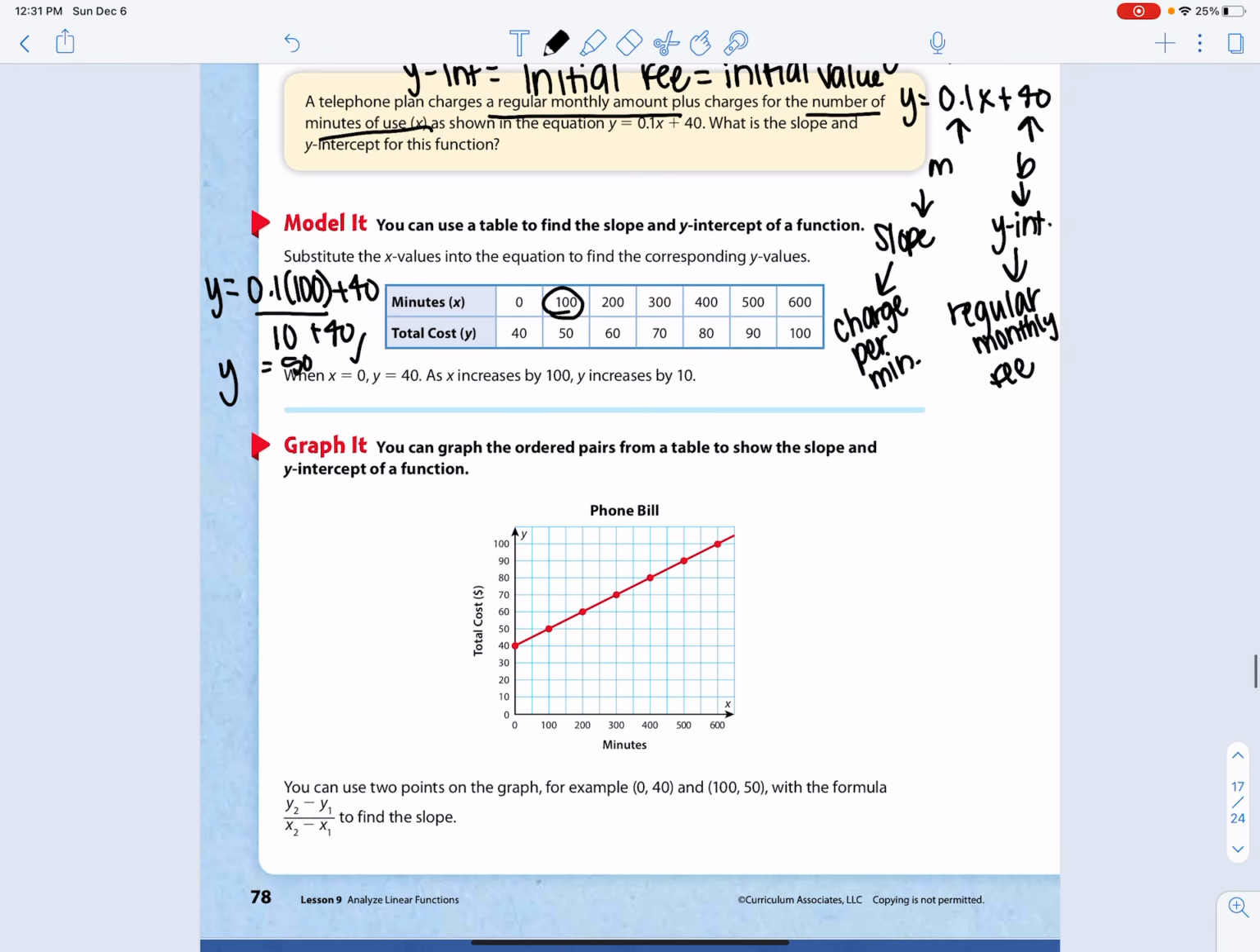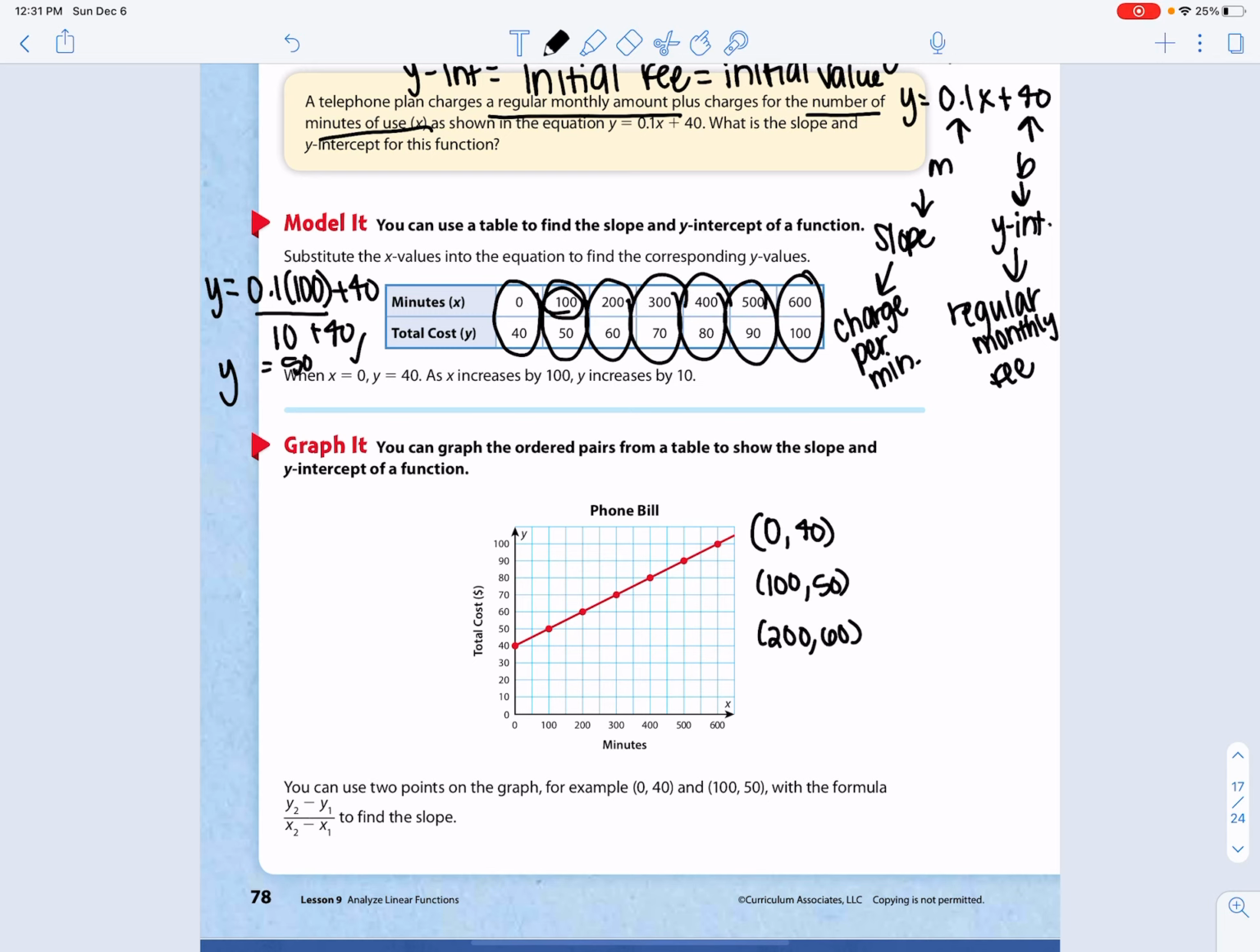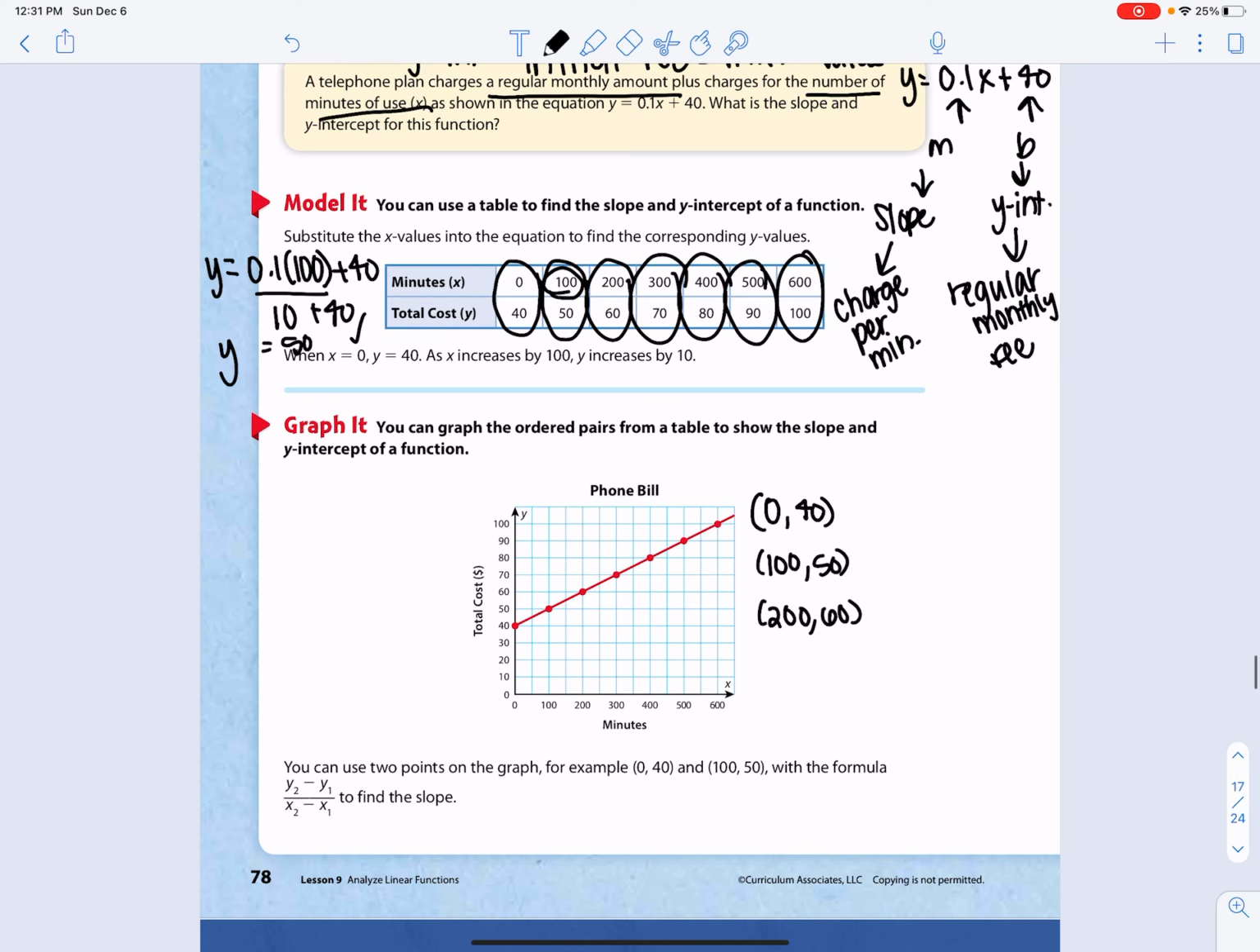All right, the graph it. You can graph the ordered pairs from a table to show the slope and y-intercept of a function. So they're getting these ordered pairs from the corresponding x's and y's. So we have this first ordered pair of 0, 40. Then we have 100, 50, and so on and so forth. Every x has a y, and you keep on going.